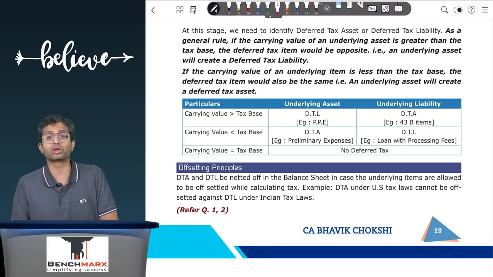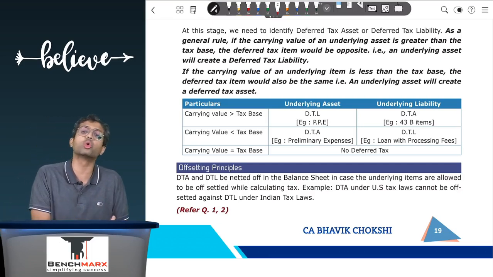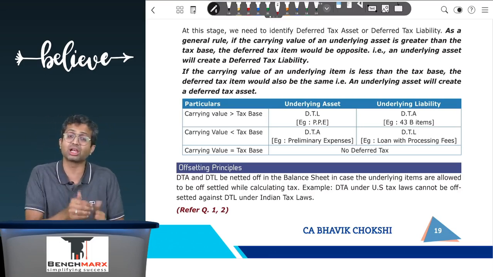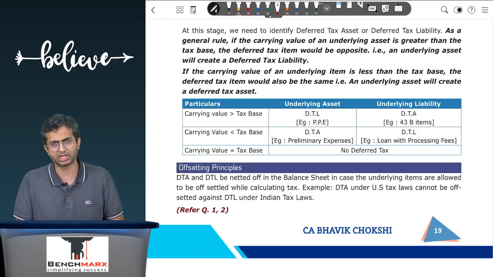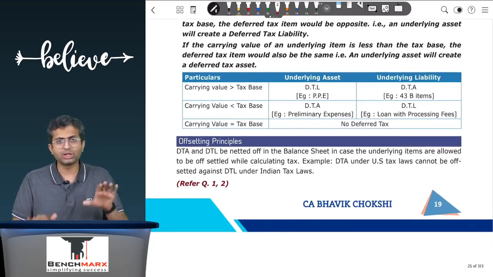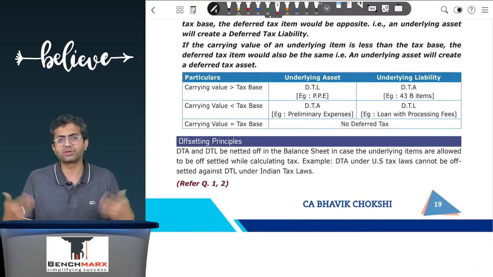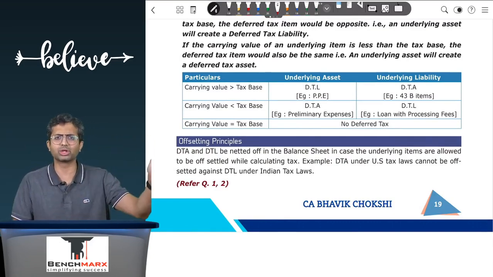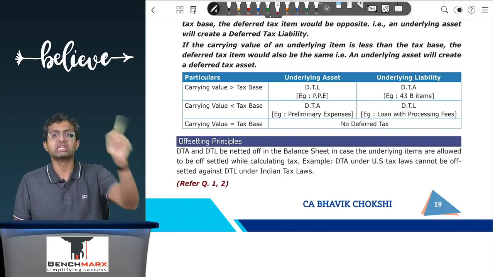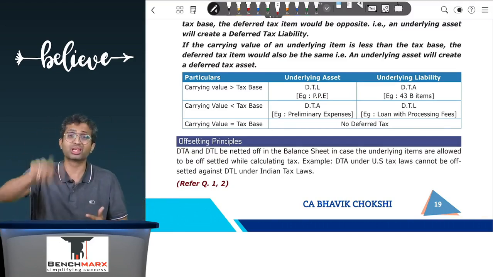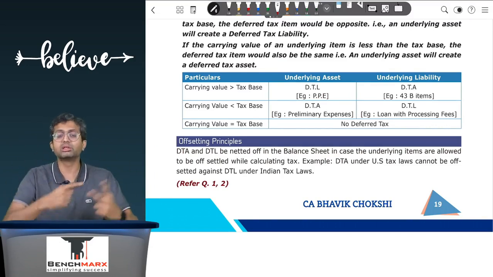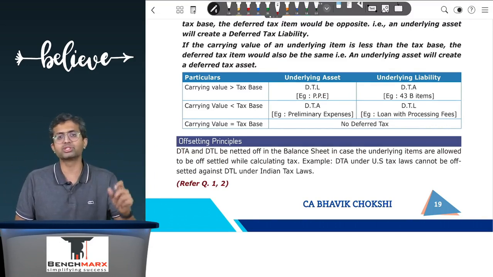In a similar way for a liability, if your carrying value is lower than the tax base, then again the answer is in the same direction, that is an underlying liability will create a deferred tax liability. If the carrying value is equal to the tax base, there is no difference and hence there is no deferred tax. So long story short, step number 1, calculate carrying value after applying all Ind AS principles. Step number 2, calculate tax base. Usually the institute will guide you on the income tax treatment for a particular item. Step number 3, the treatment of the difference between the two, that is the difference.